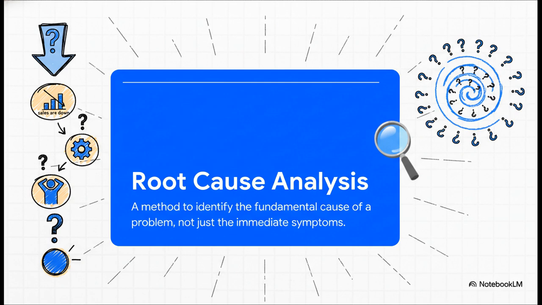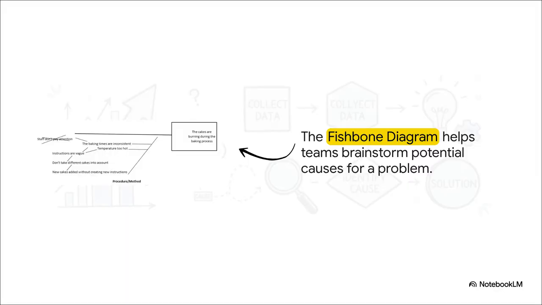That final answer, that's our root cause. But how do you keep all those whys organized so you don't miss something obvious? Well, one of the best tools for that is the fishbone diagram. You can see here, the head of the fish is the problem. In this case, the cakes are burning. Then each bone branching off the spine represents a major category of potential causes. It gives your whole brainstorming session a really powerful structure.